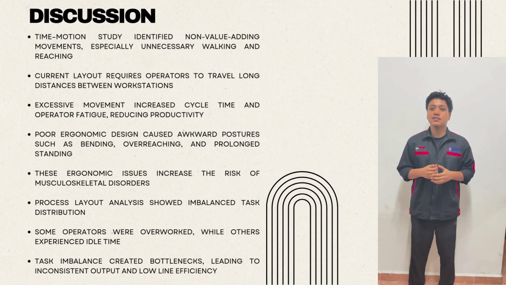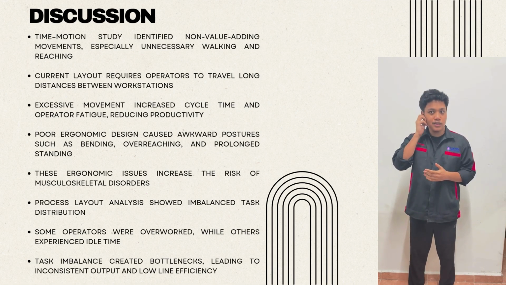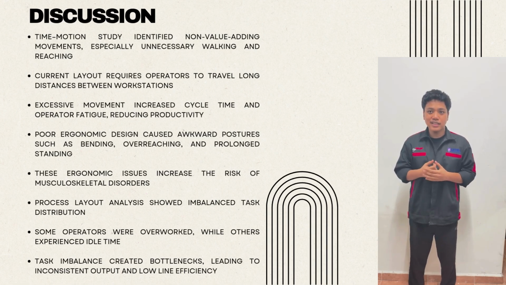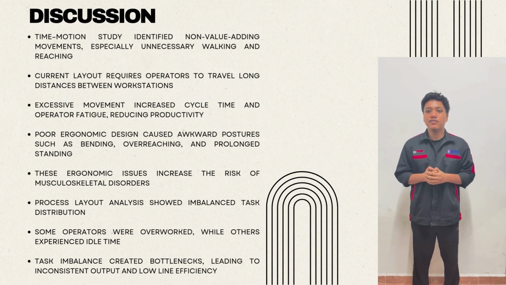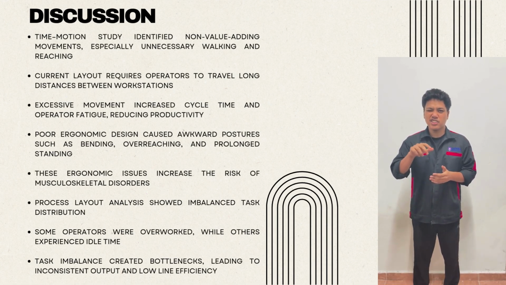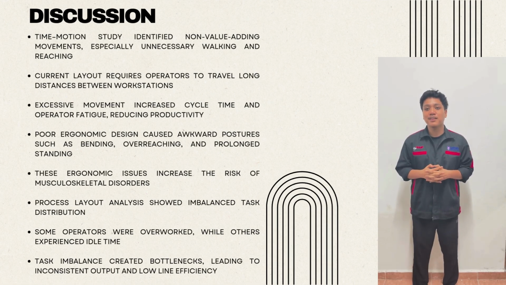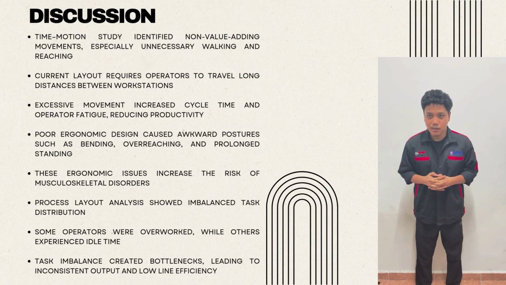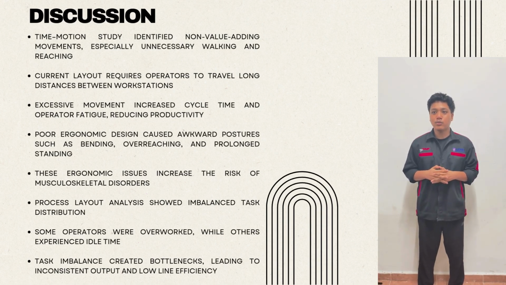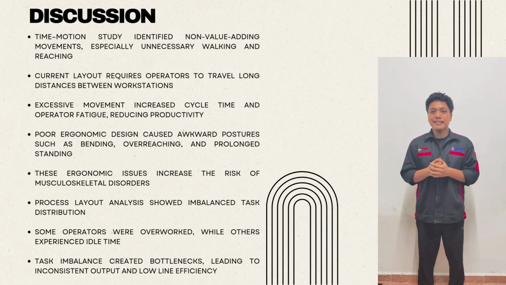Besides that, some of the workstations are not ergonomically designed. Operators have to bend over and stand for a long period, which can lead to discomfort and even musculoskeletal problems. And we also noticed that the task distribution is not balanced. Some operators are overloaded while others are idle, causing bottlenecks in the packaging line, and this imbalance leads to inconsistent output and low line efficiency.